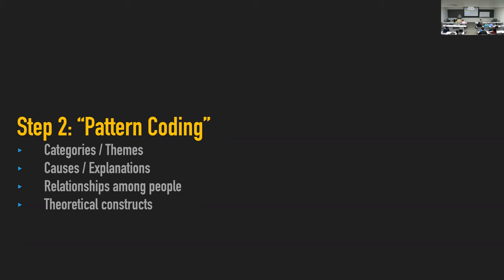So you're going from these low-level individual codes to some higher-level aggregation and synthesis of them, including relationships between them, grouping them into hierarchical structures and identifying relationships between them, etc. Maybe identifying causes and explanations for the phenomena, theoretical constructs, lots of things like that.